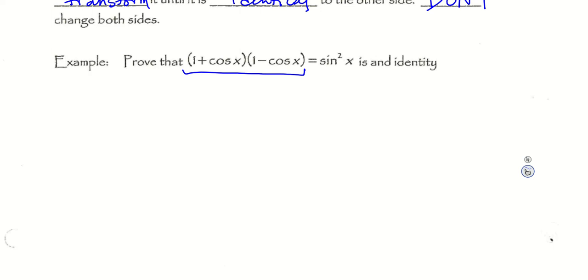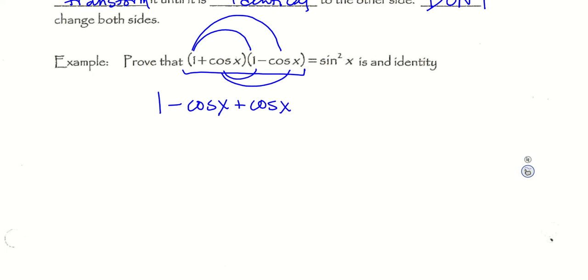Right. So one of the things we do is we think about just doing the math that's there. This left side tells me to multiply those two quantities together. They're binomials, two terms in each parenthesis, so we're going to FOIL them. So we do the first, 1 times 1 is 1. Then we do the outers. 1 times a negative cosine is negative cosine of x. Then we do the inners. Positive cosine times 1 is a positive cosine of x. Then we do the last. Positive cosine times negative cosine is negative cosine squared of x.